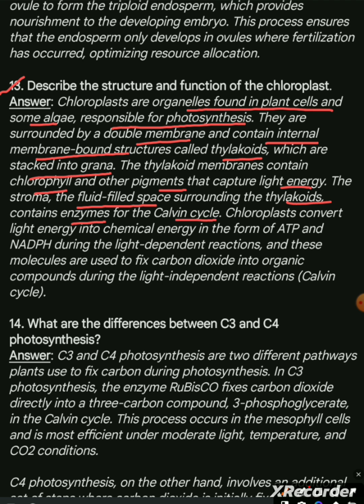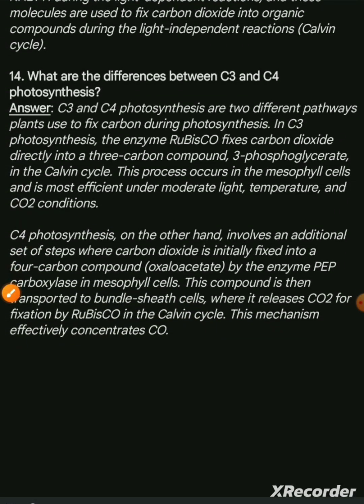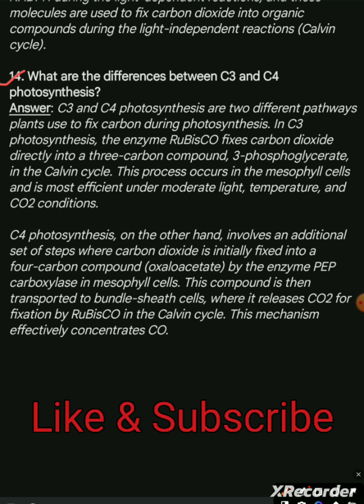Chloroplasts convert light energy into chemical energy in the form of ATP and NADPH during the light-dependent reactions, and these molecules are used to fix carbon dioxide into organic compounds during the light-independent reaction called the Calvin cycle. Question number 14. What are the differences between C3 and C4 photosynthesis?